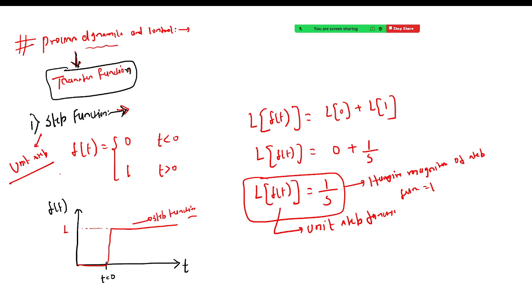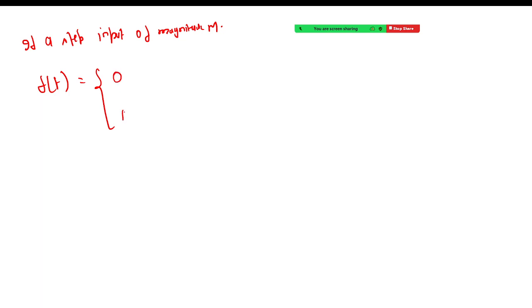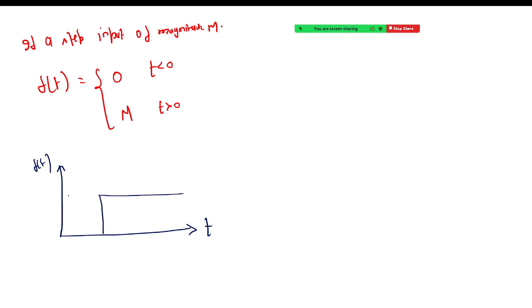But if I want to give a step input of magnitude m, how can I talk about it? The value of f(t) is equal to 0 when t is less than 0, and it will be m when t is greater than 0. Fine. So the plot of this step function will look like this. On the x-axis there will be time, on the y-axis there will be the function value. So this will be like that, and here this magnitude will be called m, and here t equals 0.